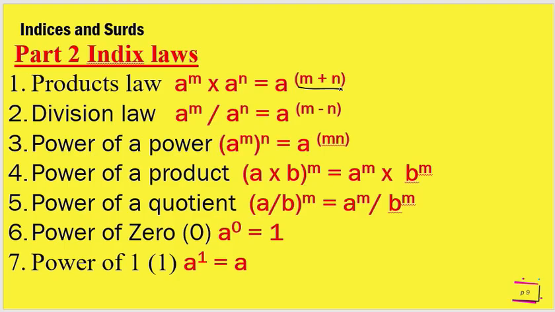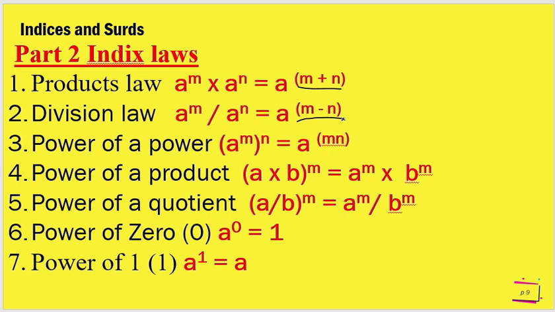The second row is on division. This is whereby we have the same base but different index or different powers. Then we have division. So what we normally do, we minus the power. So we minus the power to get the solution.